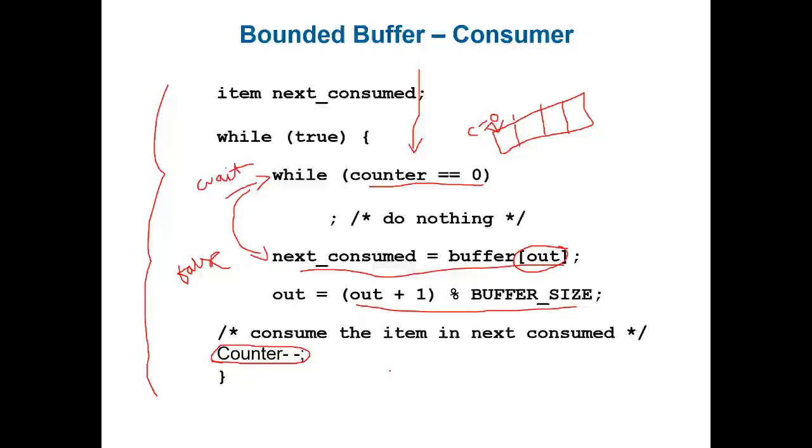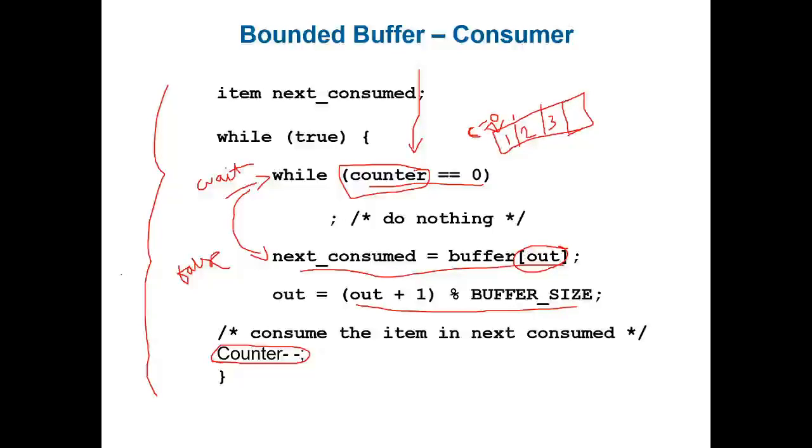From this counter variable, you will understand how many elements have been added and how many elements have been consumed. The problem in this algorithm arises due to the counter variable, because it is shared by both producer and consumer. When the producer adds an item to the buffer, it then updates the counter value. But before the counter is updated, if the consumer accesses the counter value, the consumer may read a wrong value.